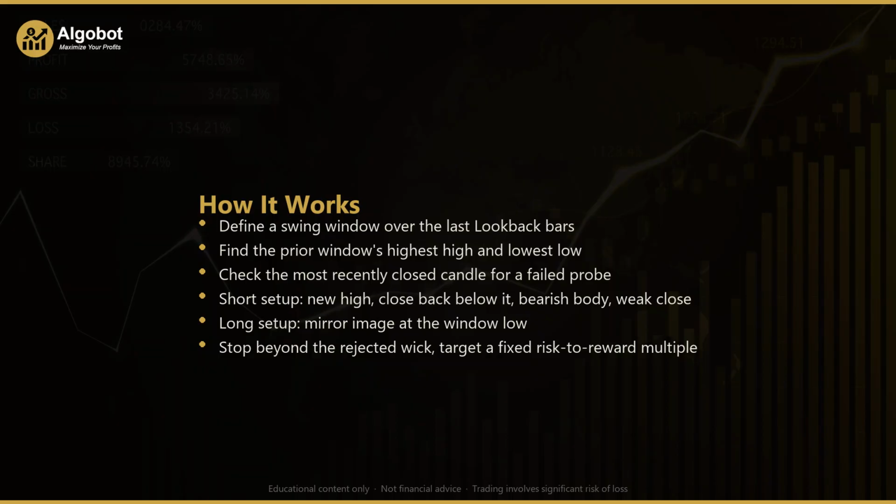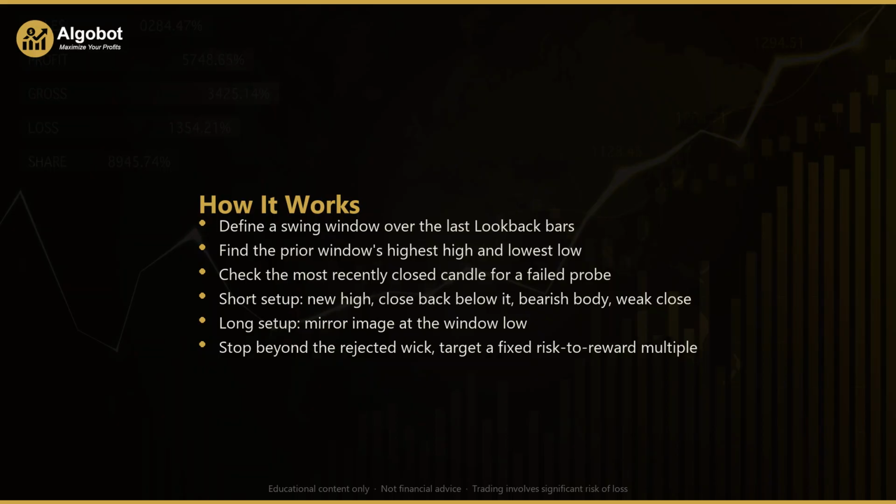The next step is to define the structure. The strategy looks at the candles before the signal candle, scans across the lookback window, and records two values, the highest high and the lowest low of that window. Together, these form the recent range that price has been trading within. The height of that range matters too, because it sets the scale for everything that follows. Then the strategy examines the most recently closed candle, the signal candle, against that range.